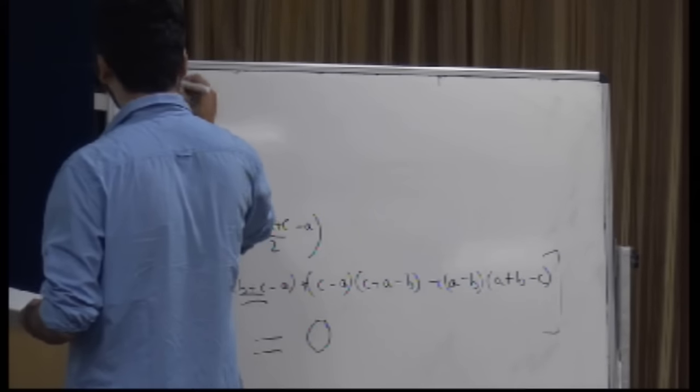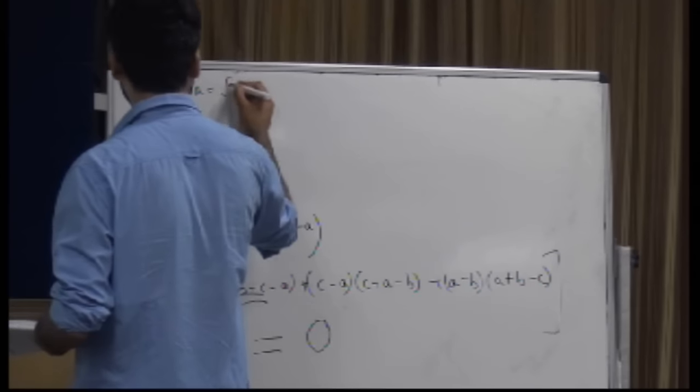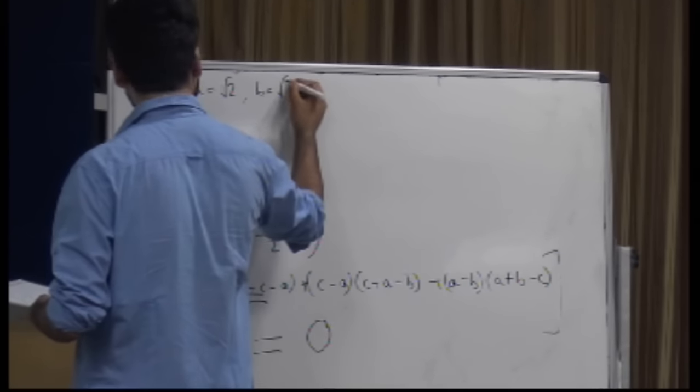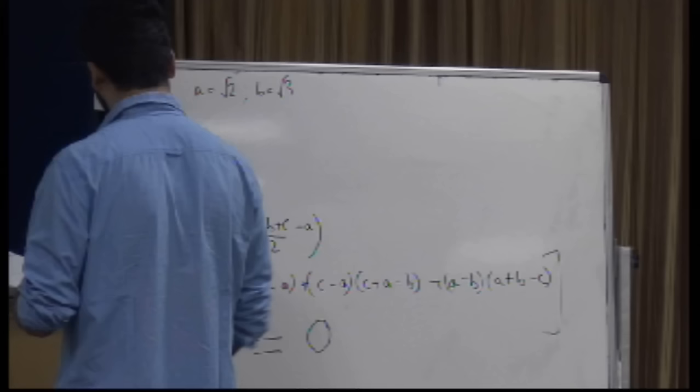So if A is equal to root 2, B is equal to root 3, well, this is a very simple one, let's leave it.